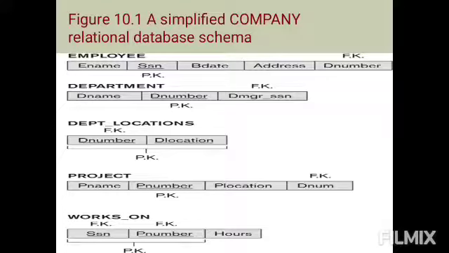Here the employee table has many fields which refer only to the employee relation, and we have a foreign key D number which refers to the department number from the department table. The department table involves only the department fields D number, D name, D manager number. Then department locations has the fields D number and D location. Project has the primary key P number and foreign key D number. Works on has employee number, P number and hours.